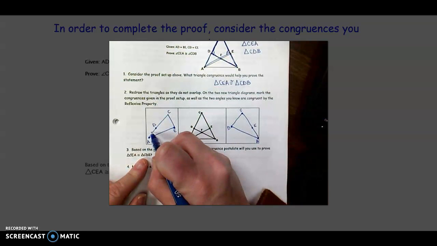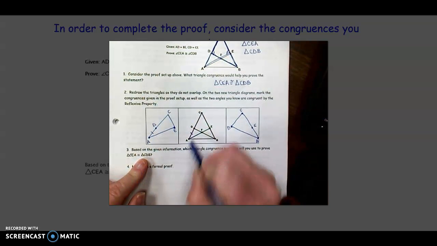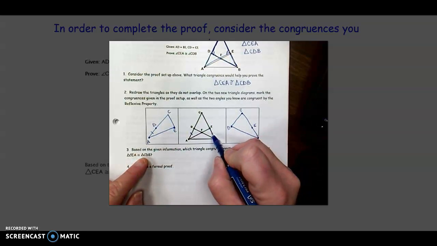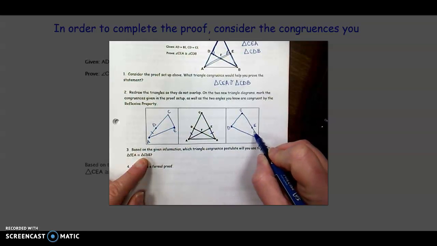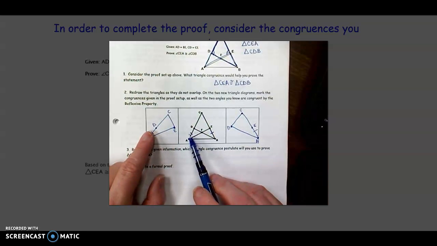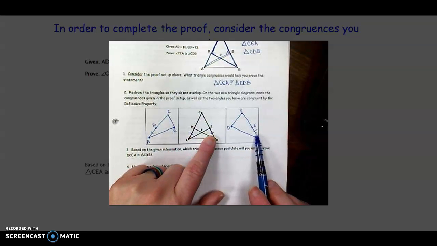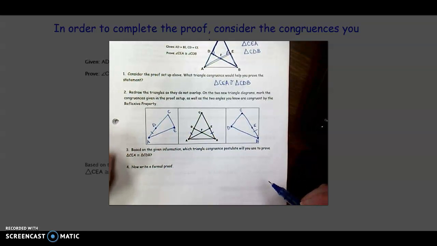Let's do AD. AD, here in the middle figure, is equal to BE, which is here in the middle one, and on this one on the right side. So I put one tick mark on AD, one tick mark on BE. We were also given CD is equal to CE.